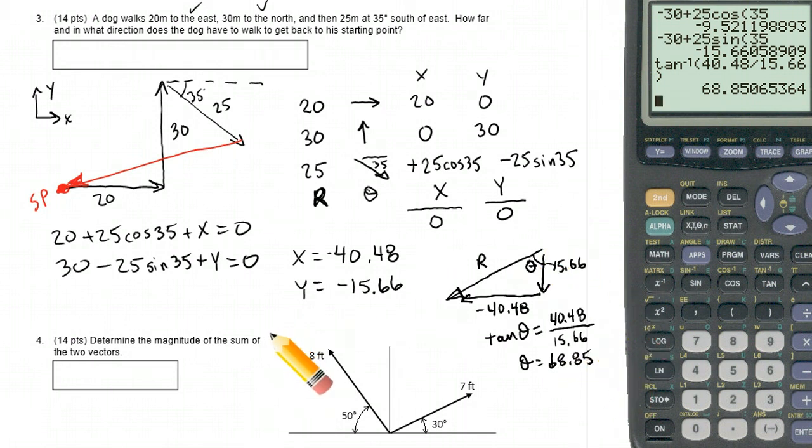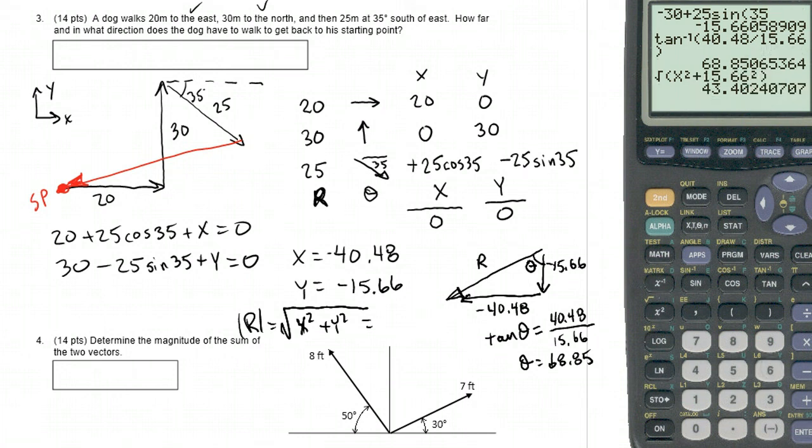Okay, the magnitude of r is the square root of those two numbers. I'll just write x squared plus y squared. And let's see, second square root. Got x stored. I did not store y, so I'll type that in. 43.4. Okay, so my answer is the dog is going to walk 43.4 meters.